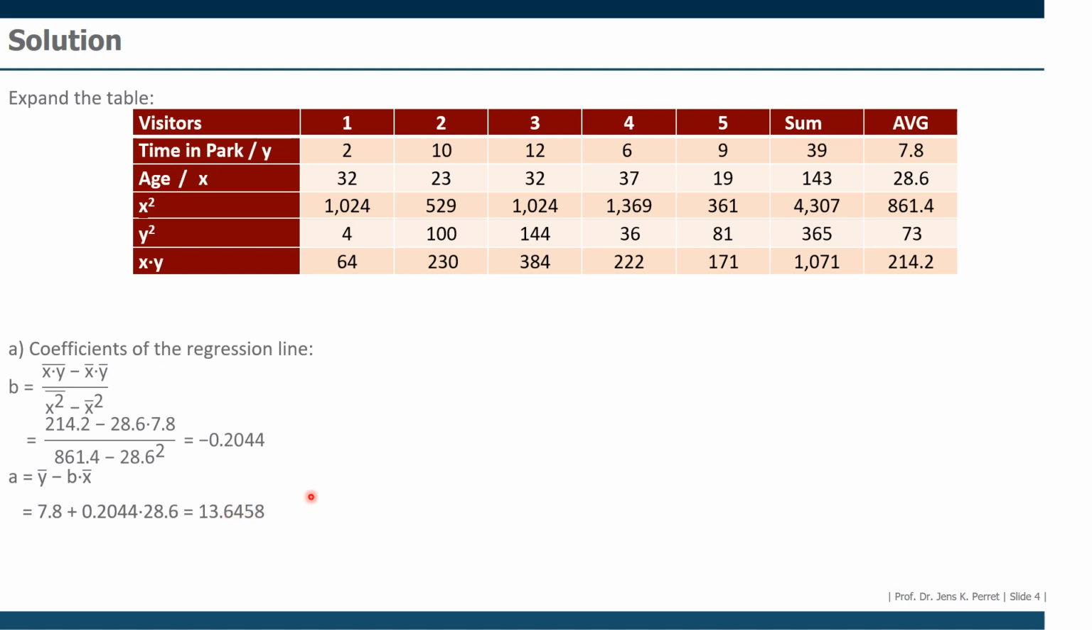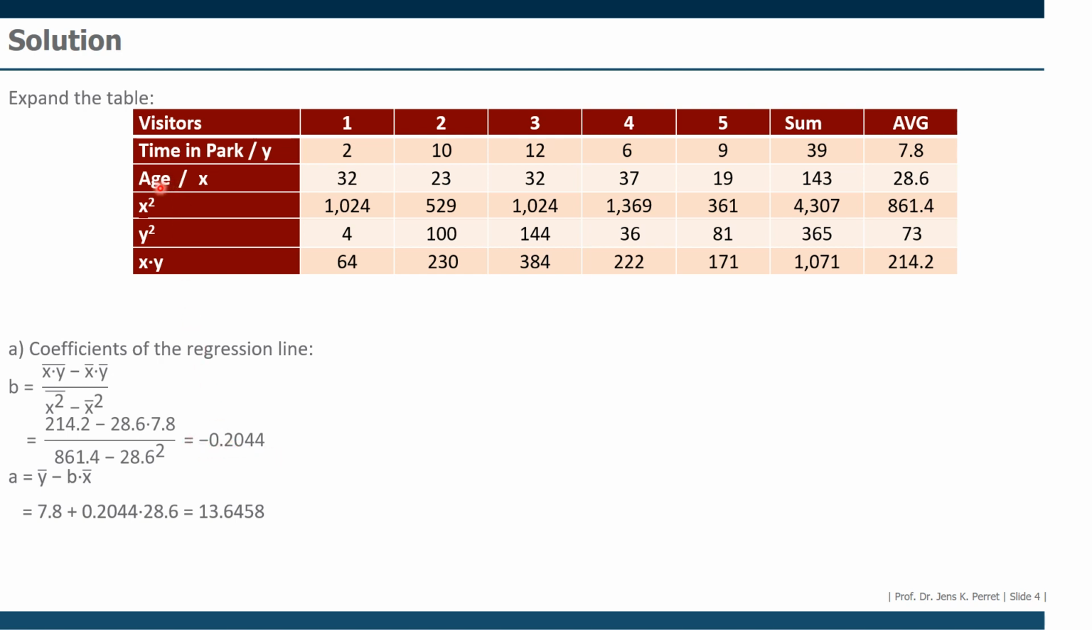Well, that was it about the first part, about the coefficients of the regression line. So how can we interpret them? Well, first off, the slope tells us for each unit x increases, that's how much y increases.